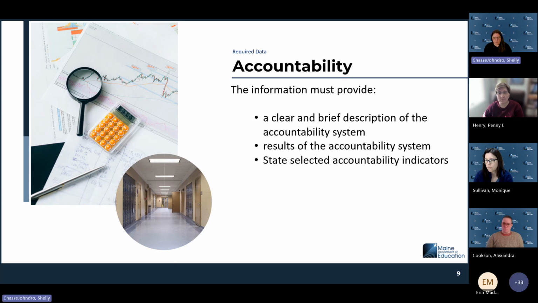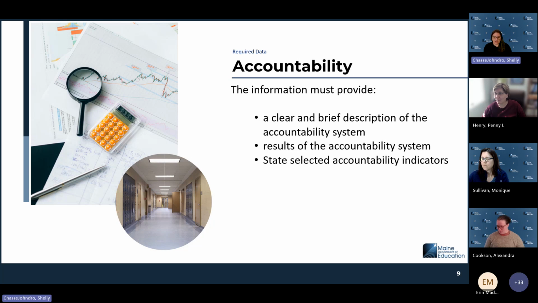We are also required to provide information related to accountability. The information must provide a clear and brief description of the accountability system, results of the accountability system, and the state-selected accountability indicators. Again, these are all required data sets that are necessary to populate on the ESSA dashboard.